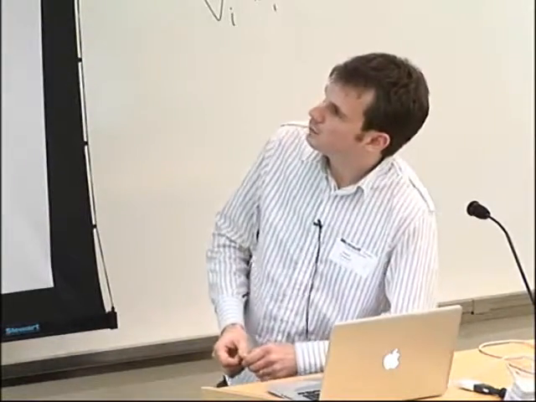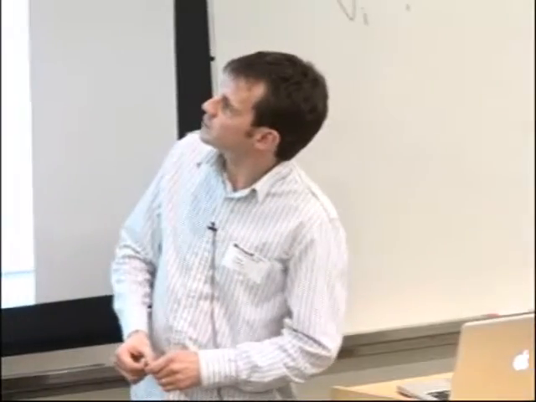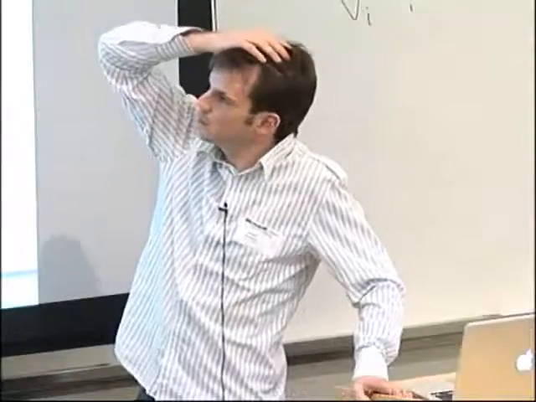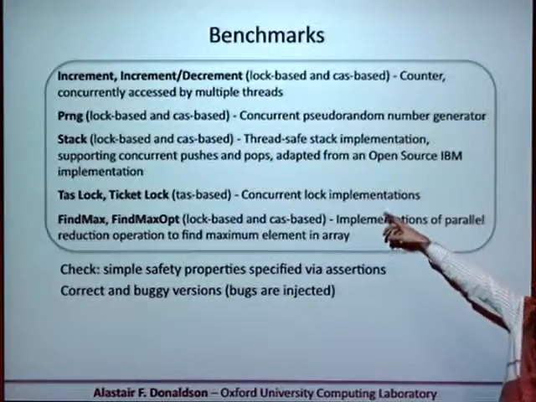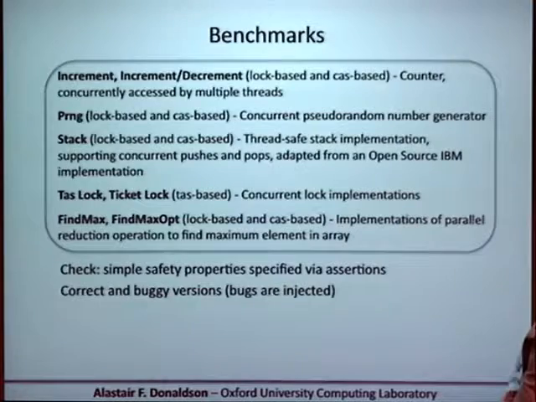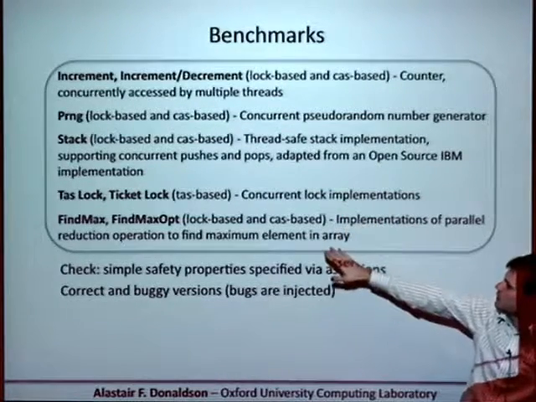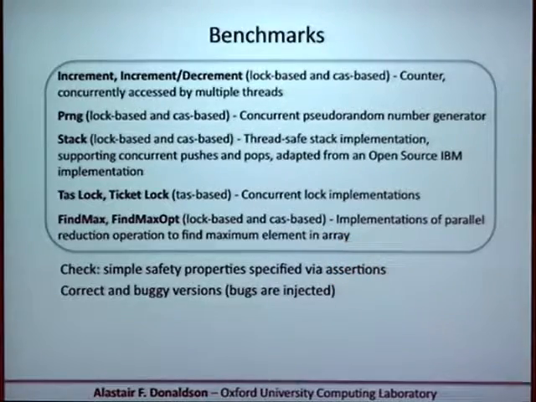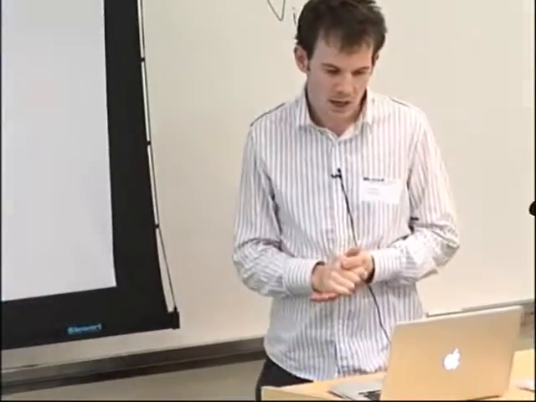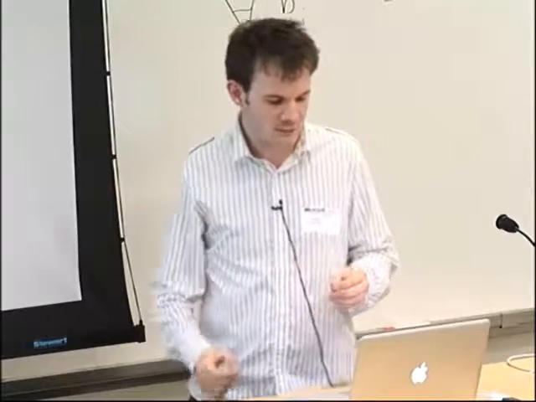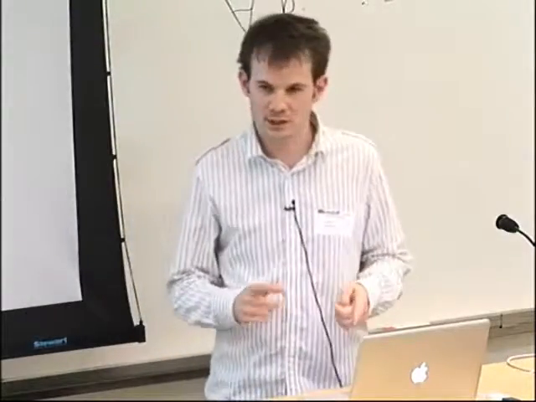Yeah, okay. So these examples are mostly working on lock-free data structures. So we've got a lock-based and a CAS-based counter, a pseudo-random number generator, a lock-based and a CAS-based stack that supports concurrent pushes and pops, then these concurrent lock implementation examples like I showed you earlier, and also some examples on finding the maximum element in an array. So relatively small, but not completely trivial C programs. And we have simple properties that we're checking specified as assertions in the source code. And for each version, we've injected a bug. So we have a correct version and a buggy version.